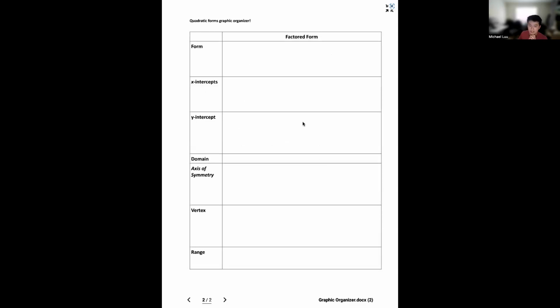Okay, next one is going to be factored form. The factored form version is going to be a times (x minus r1) times (x minus r2). Not too bad. For x-intercepts, this is probably not a hard concept, but something that people kind of forget. The x-intercepts are basically x equals r1 and r2.